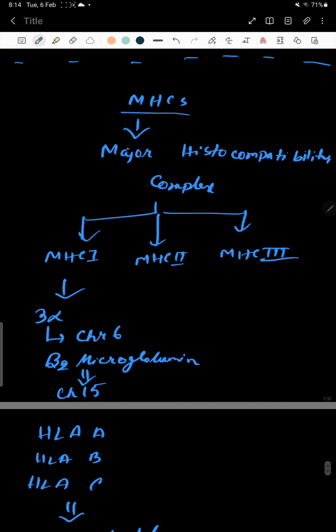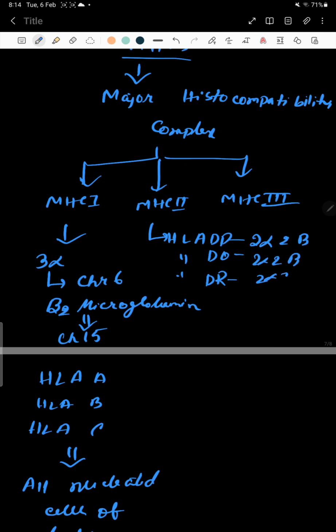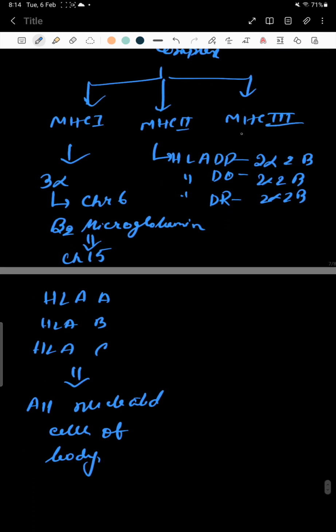Now MHC2. MHC2 has HLA-DP, DQ, DR. All these genes synthesize 2 alpha chains and 2 beta chains. In MHC2 there are 2 alpha and 2 beta chains, but in MHC1 there are 3 alpha chains and 1 beta chain. This is an important difference. And MHC3 is not that significant. It produces complement proteins C2, C4, heat shock protein, and tumor necrosis factor.